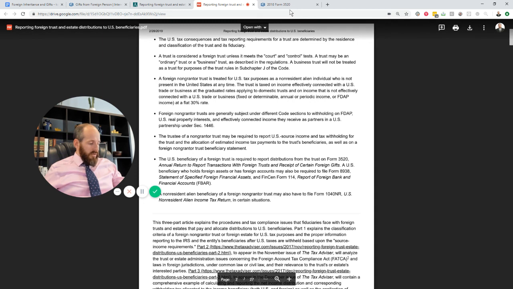So that's the main summary there. We went over the exceptions and some of the penalties. So if you receive a foreign gift, make sure to report it, especially if it's over $100,000. If you're getting distributions from foreign trusts, it's a whole different story, but basically it has the same reporting requirements. And if you have any questions for us, I'm happy to go into more detail. Just let me know if you have any specific questions.